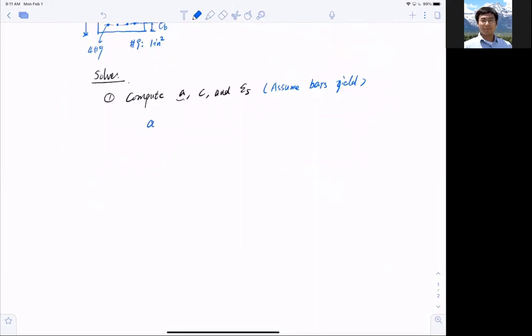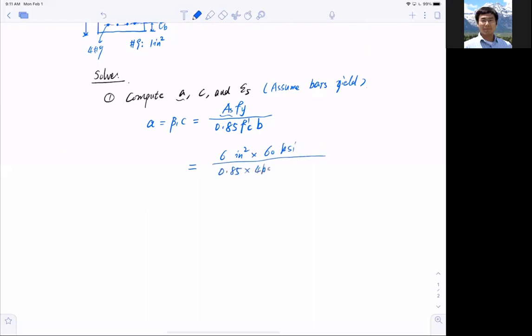For the effective compressive zone a, that is beta 1 c, and that has to equal As fy, which is the tension from the steel, divided by 0.85 f'c, which is the compressive strength of the concrete, and b, which is the width of the concrete. So you bring the numbers in: I have 6 bars, so this gives me 6 inches squared, and I use the steel at 60 KSI, grade 60, divided by 0.85 f'c, which in this case is 4 KSI, and the width is 12 inches. You do the calculation and find this is 8.82 inches.